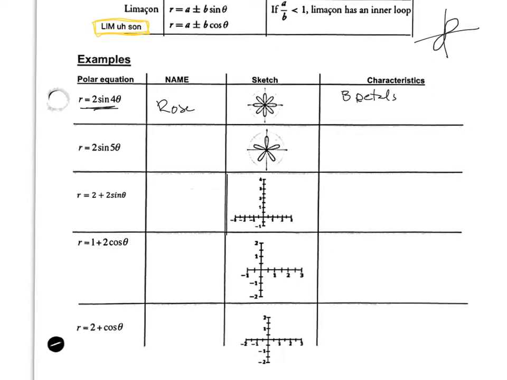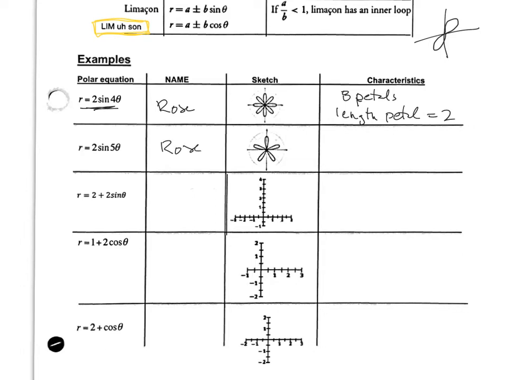Then the length of each one is difficult to tell because this is a bad graph, but the length of each petal is that first number. So the length of each petal is 2. You might be asked to do something like that where you can't really tell because the graph is terrible, but it's the numbers in the equation that tell you. This one is also a rose.